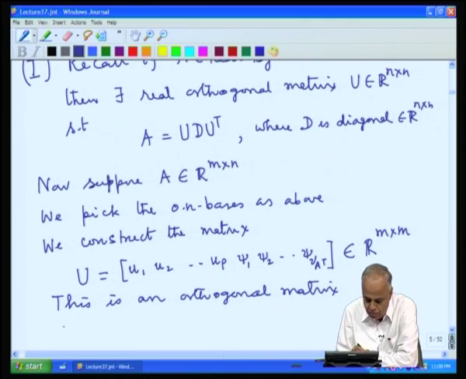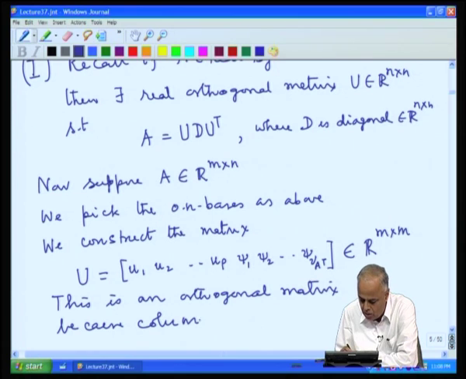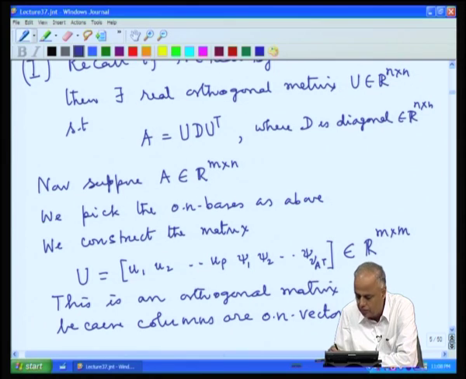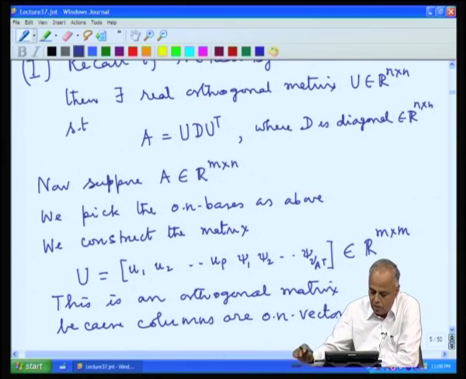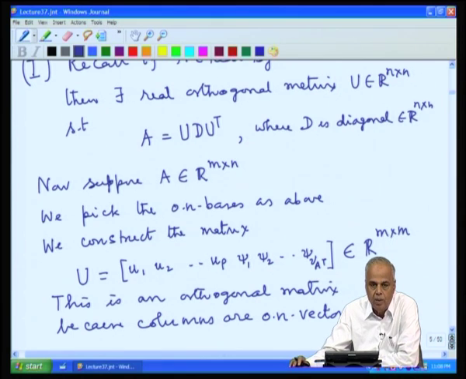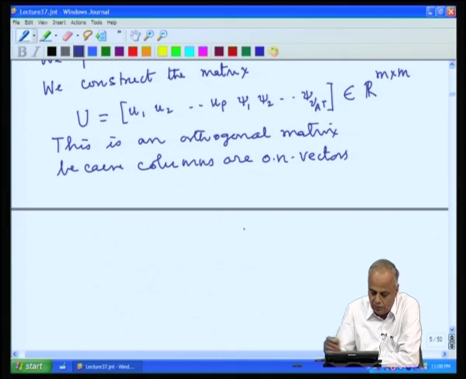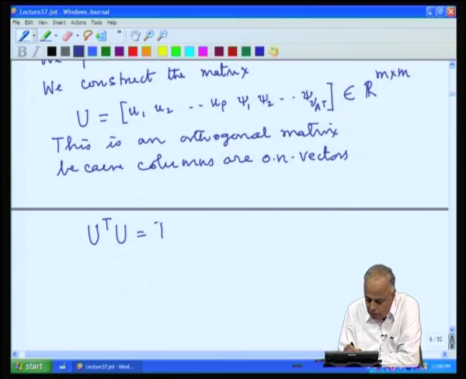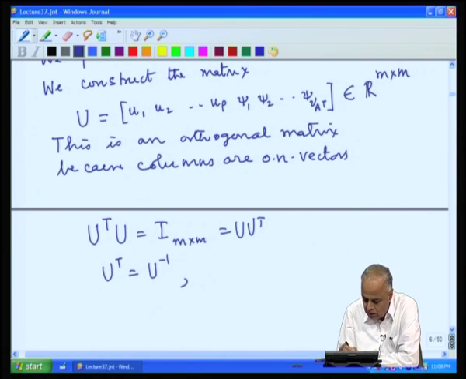And now this is an orthogonal matrix because the columns are orthonormal vectors. Whenever you have a real matrix with orthonormal columns, it becomes an orthogonal matrix. Whenever you have a complex matrix whose columns are complex orthonormal, then it becomes a unitary matrix. What does it mean to say it is an orthogonal matrix? U transpose U is the identity matrix, which is the same as U U transpose, which means U transpose is U inverse and U transpose inverse is U.